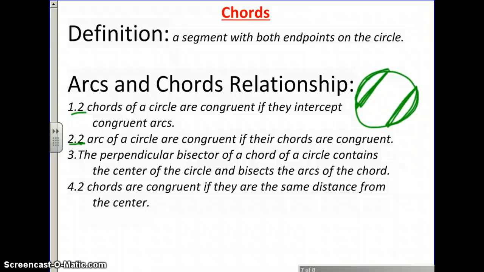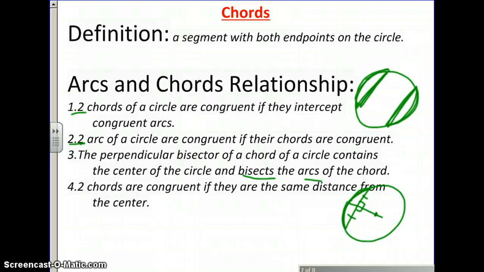Number 3. The perpendicular bisector of a chord of a circle contains the center of the circle and bisects the arcs of the chords. That's a lot. So let's draw a picture here. So this is for 3. I have a chord. The perpendicular bisector of the chord. So if I draw in a piece like this, pretend that's perpendicular, as long as it is perpendicular and bisects the chord, then it must contain the center of the circle. So that means it's part of a radius or diameter. And it bisects the arcs. So these arcs would then be cut in half. We'll do examples, don't worry.